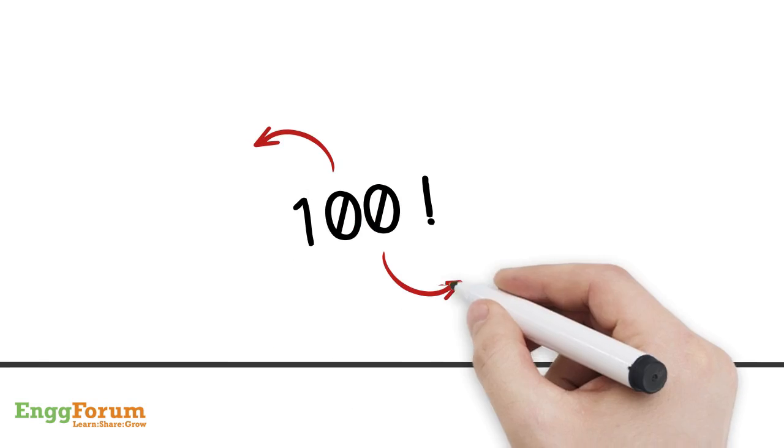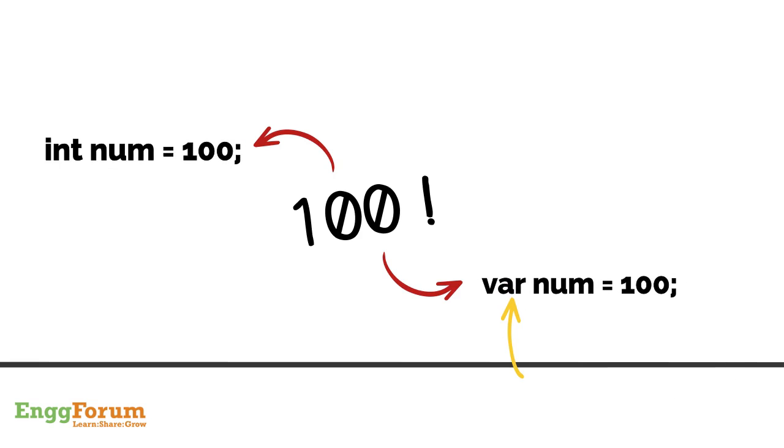In our example, we will use type var to store values in variables. For example, integer number is same as var number. Also, string name is functionally same as var name.